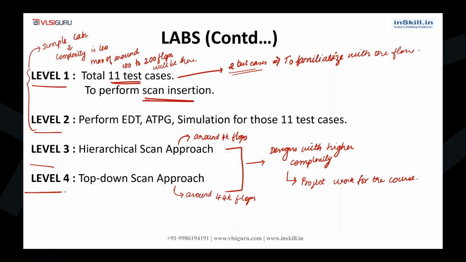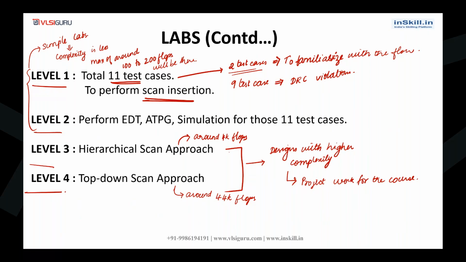And then in the remaining 9 test cases, you'll be having DRC violations. So what are DRCs? If a normal flop has to be converted to scan flops, it has to pass certain rules. Those rules are called DRCs. So in the remaining 9 test cases, you will have some DRC violations.